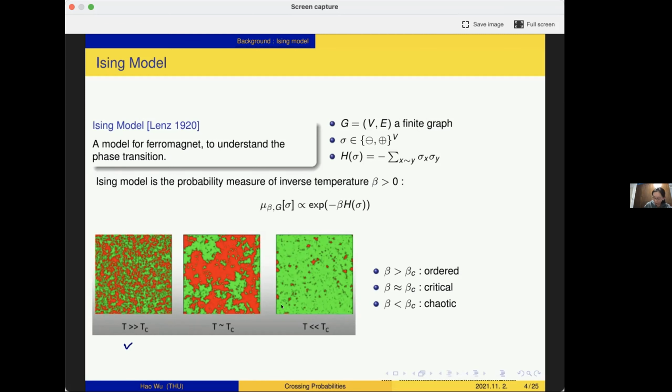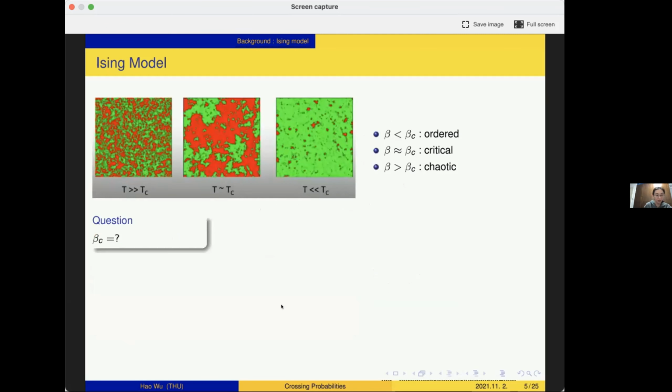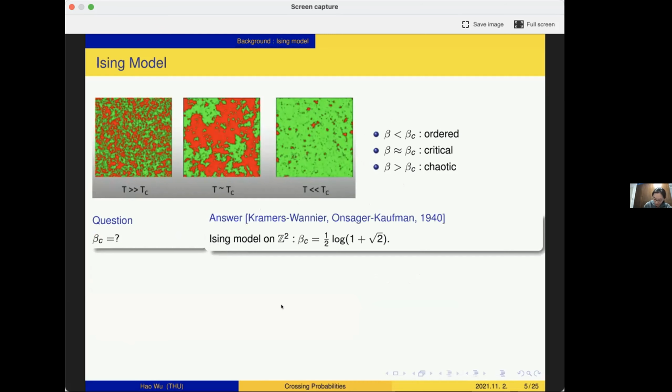Okay, so after this model was introduced, there are two natural questions. The first one is, what is beta_c? What is this critical temperature? This question was answered 20 years after the model was introduced. If we are talking about the Ising model on the Z-square lattice, then we are able to calculate the critical temperature. This beta_c is 1/2 times log(1 + square root of 2).